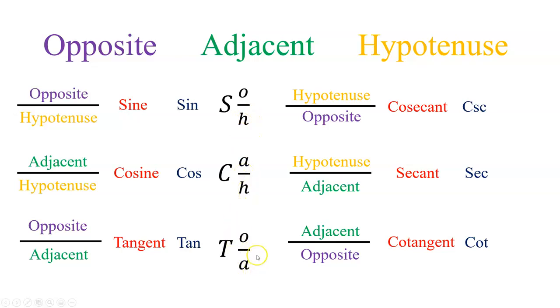SOH-CAH-TOA rhymes with a refreshing beverage that we're all familiar with. It rhymes with Coca-Cola. Now here's what I'm doing: I'm trying to take something that's unfamiliar to me to something that is familiar. Coca-Cola rhymes with SOH-CAH-TOA. And what's nice about using Coca-Cola, if someone was to offer you this refreshing beverage, you might first say, "Oh, thank you." And in an English class, O is spelled OH.